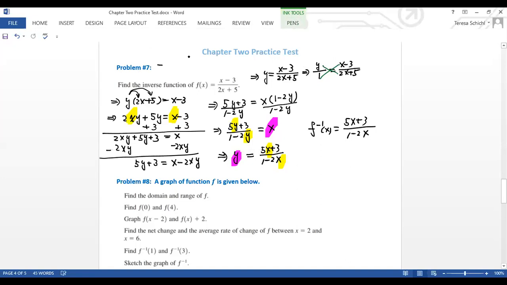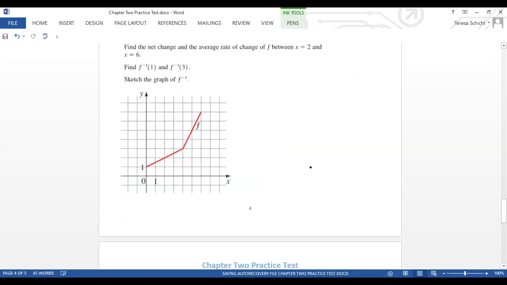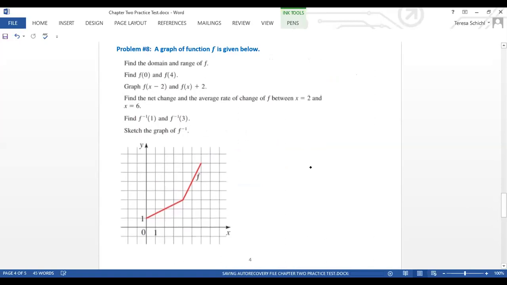So this problem is how to find the inverse. What is the process? You set it equal to y, then you solve for x. After you solve for x, you switch x and y. Okay, it's very important. Like I said, this one is always very important and special. When you go into calculus, it is very important.